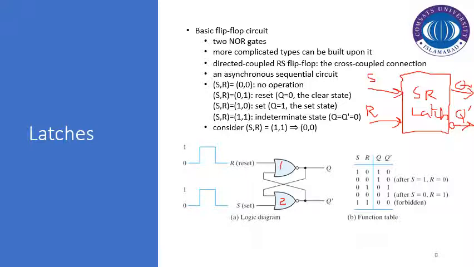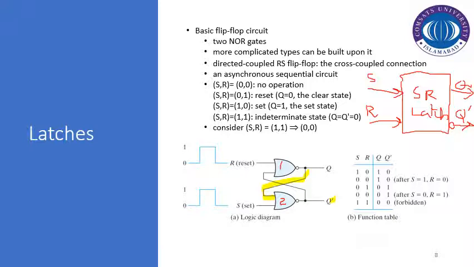The Q output is fed back to the second NOR gate in order to determine Q prime, and at the same time instant the Q prime is connected to the first NOR gate in order to determine Q at any time instant. So the output is not only dependent upon inputs, but also on the previous information that has been stored in that particular setup.